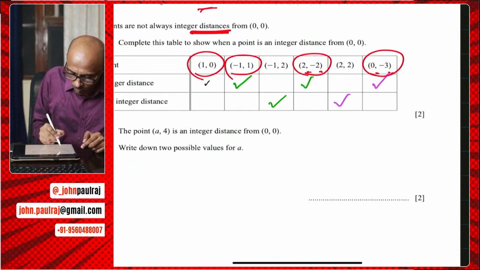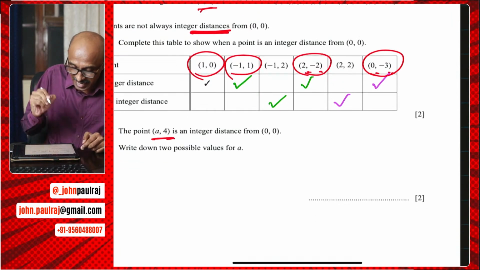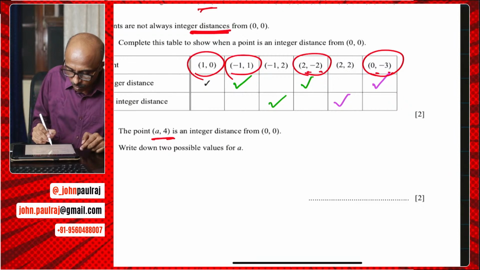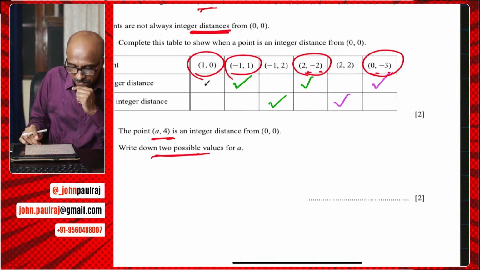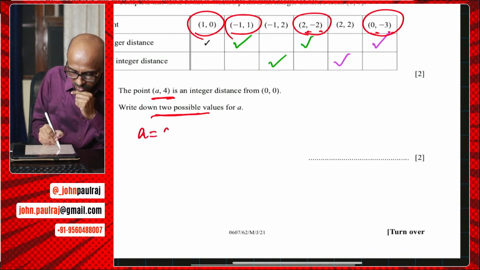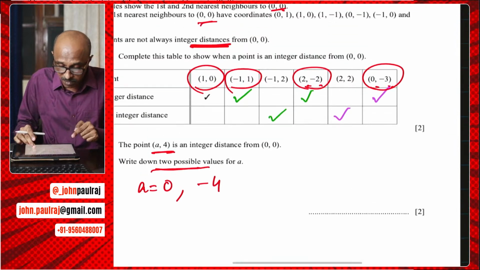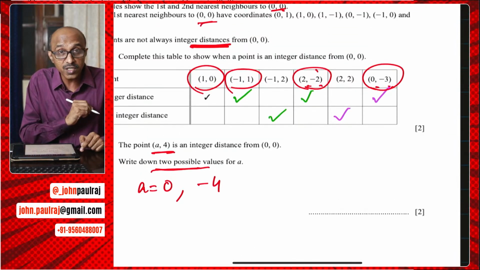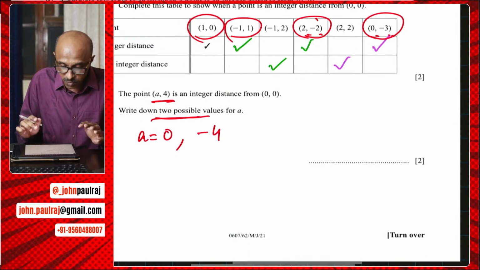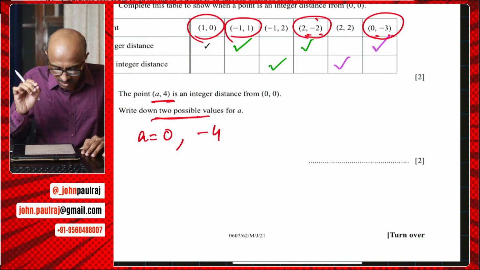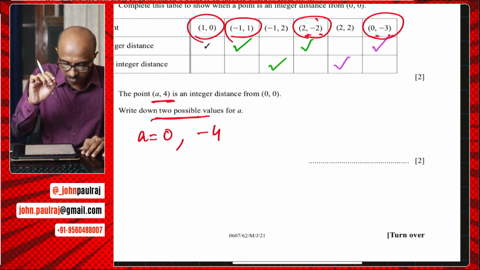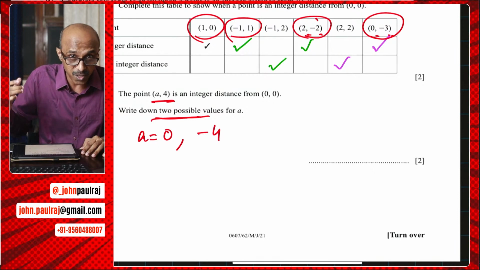So if A comma 4 is an integer distance from 0 0, what two possible values for A? We know 4 is positive, so A can either be 0 because 0 comma 4 is possible, or A can be negative 4 because negative 4 comma 4 is possible, like the coordinates of this point, 2 comma negative 2. So those are the two possible values for A, so that the coordinates A comma 4 is at an integer distance from 0 0.